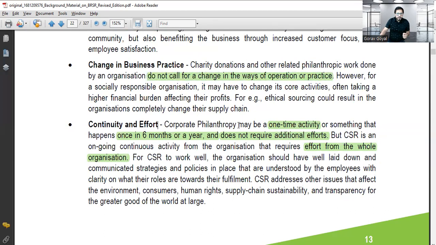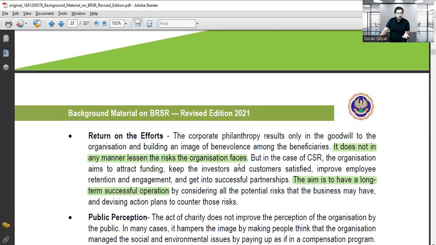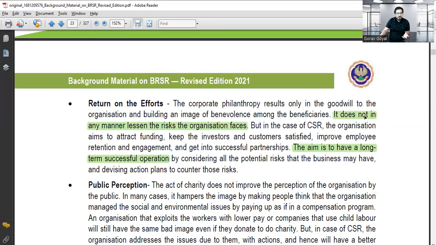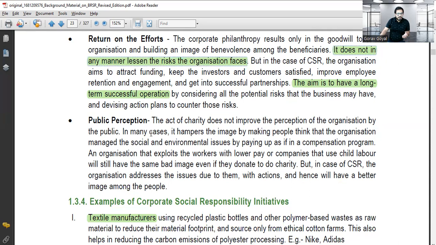Continuity and effort: corporate philanthropy may be a one-time activity or something that happens once in six months or a year, and does not require additional effort, while CSR requires effort from the whole organization. So you see there is a very big difference. Return on the effort: philanthropy does not in any manner lessen the risk the organization is facing, while with CSR, the aim is to have long-term successful operation and public perception.